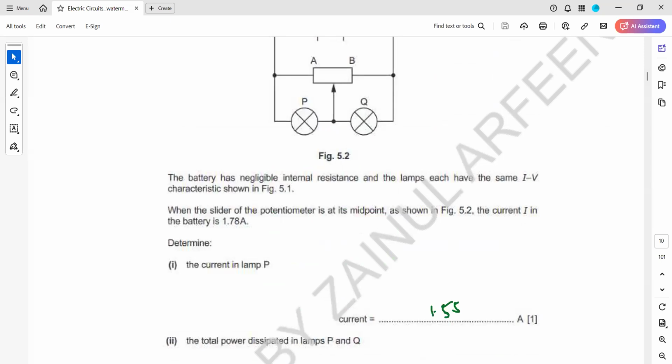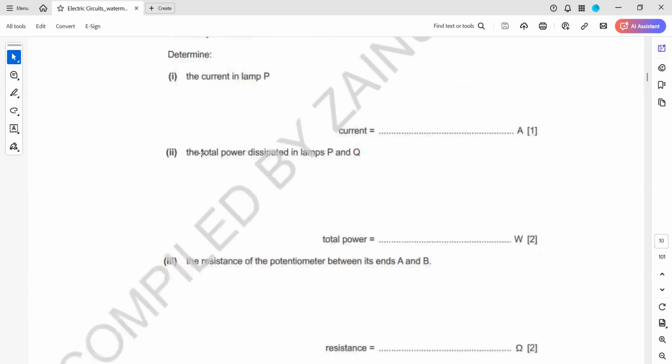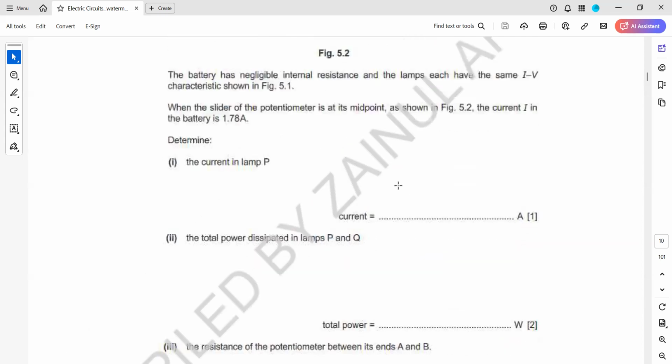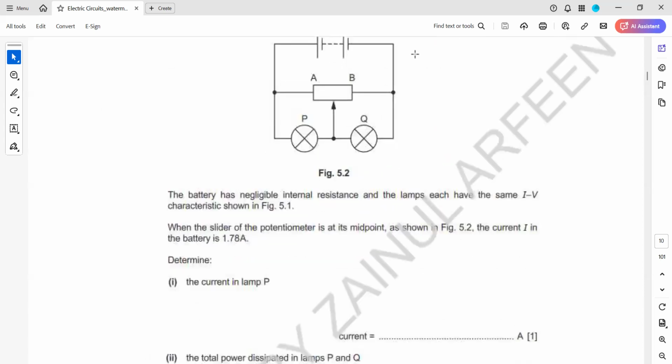The next is the total power dissipated in lamps P and Q. So we need the total power which is dissipated by these lamps. We can first find the power dissipated in each lamp, and then multiply that by 2, because they have the same potential. So the same power dissipation, identical lamps are there. So I can use the formula P equals I squared R, or P equals VI.